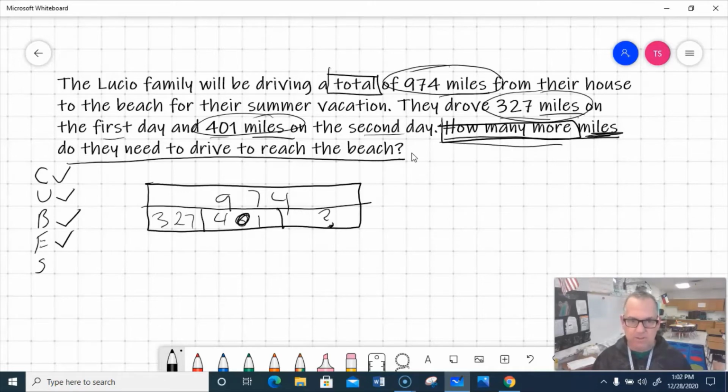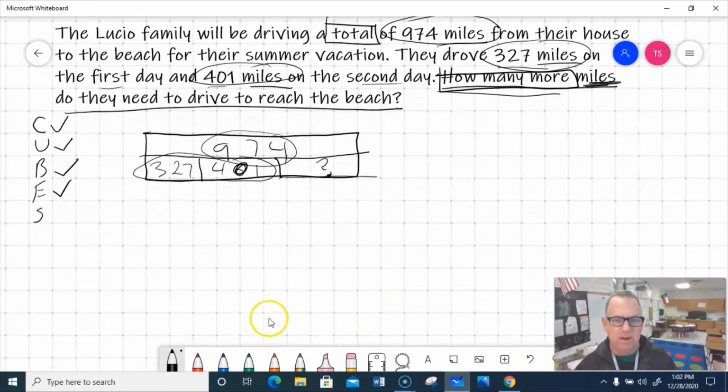When I'm trying to find out this section right here, I could subtract 327 from 974 and then subtract 401 from the difference of that. Or typically what we like to do is add these two together right here, 327 and 401, and then subtract the sum of those two numbers from the total distance it takes to go to the beach.